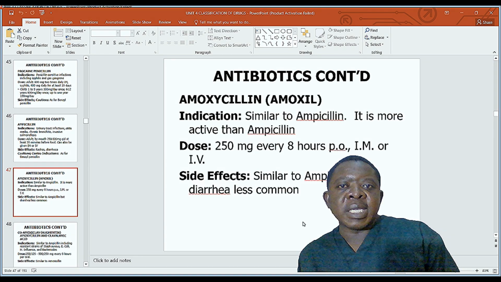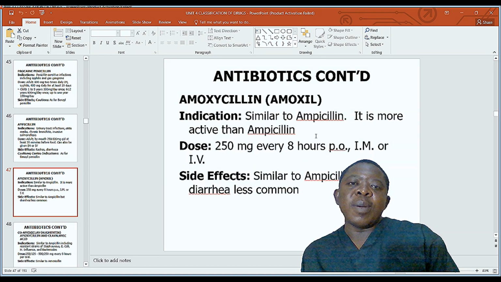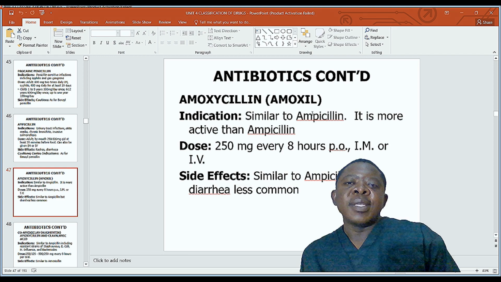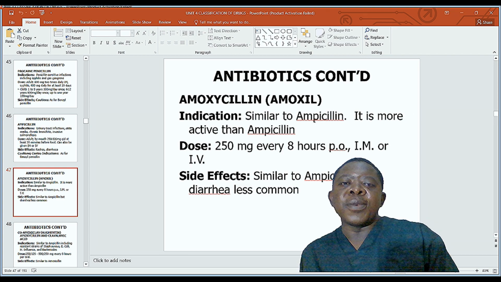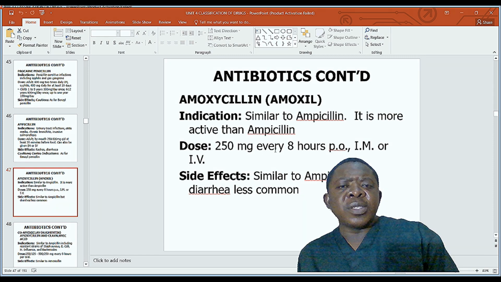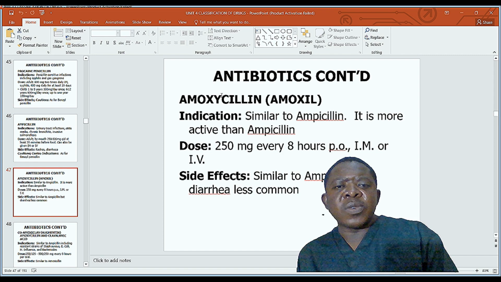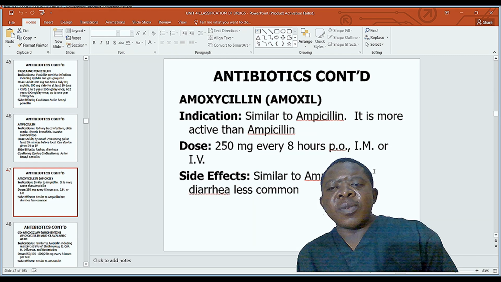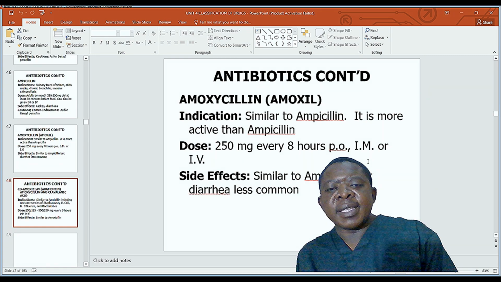Amoxicillin or amoxil is also similar to ampicillin. It is more active than ampicillin though. It's available in 250 milligrams and given 8 hourly. It can be given in peptic ulcers. It can be given in respiratory tract infection. So similar to ampicillin on side effects.